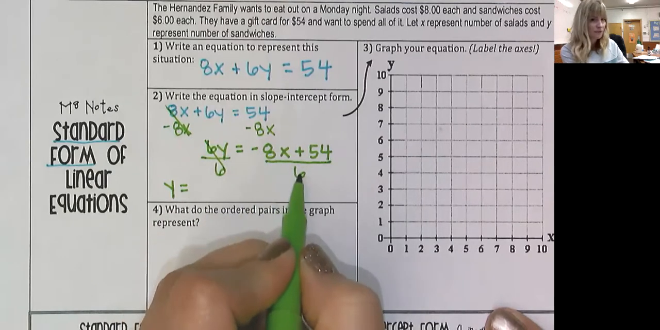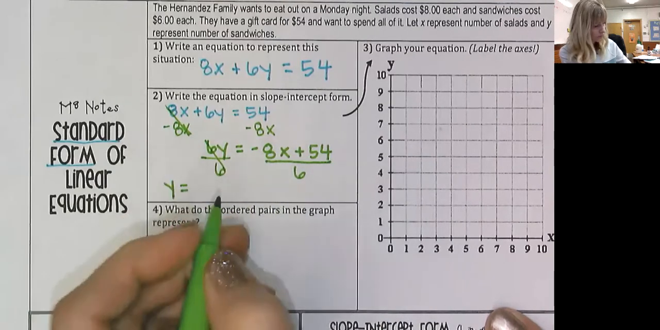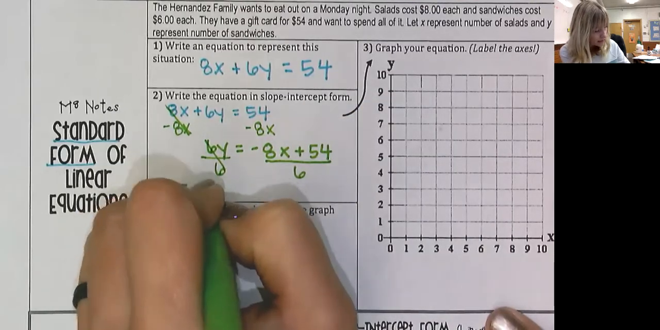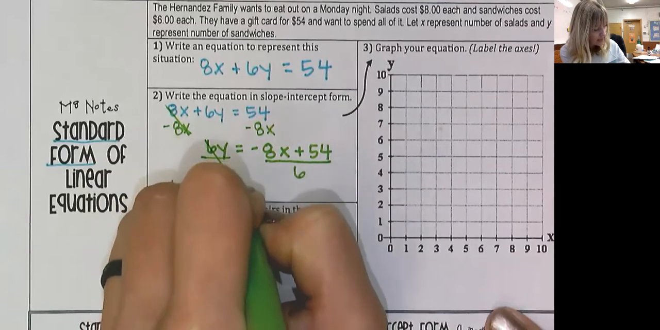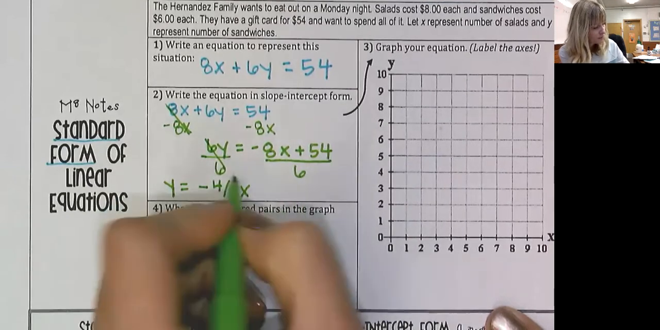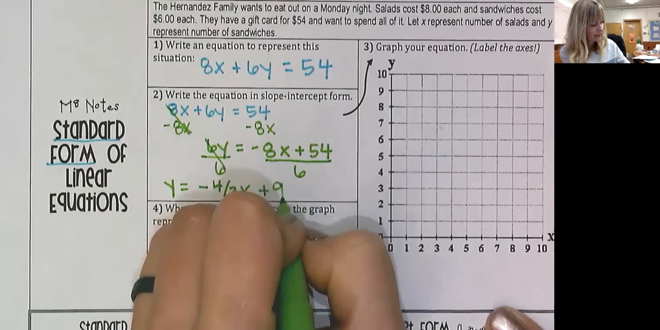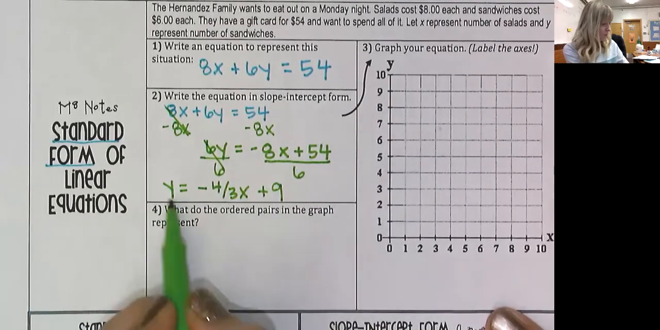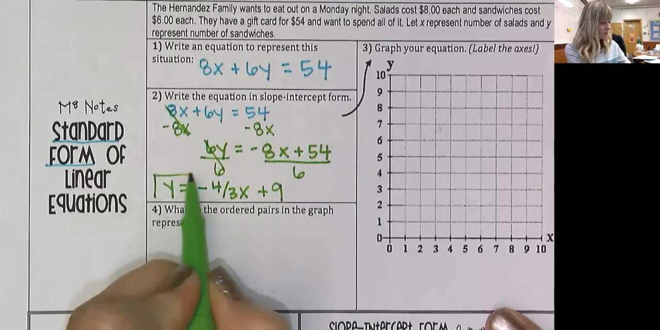Negative 8 over 6. Well, that could be a decimal, but since I see this graph over here, and I'm probably supposed to graph it, I'm going to do negative 4/3 x. And then 54 divided by 6 is 9. Now I got it in slope-intercept form.